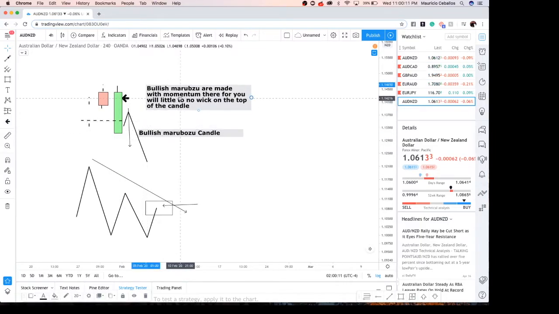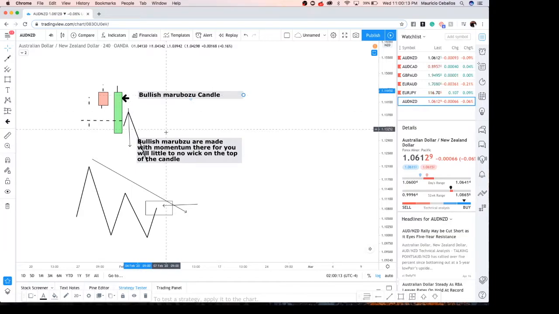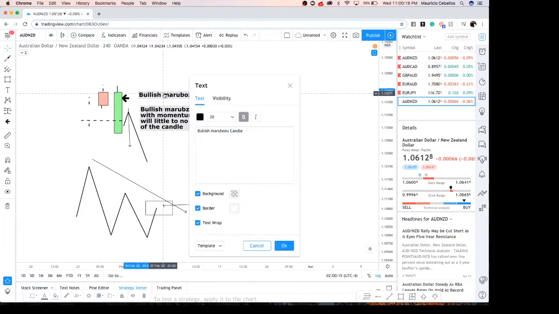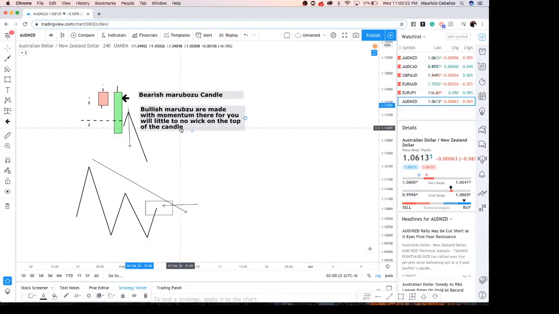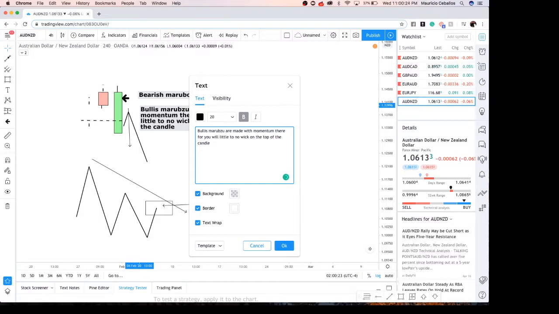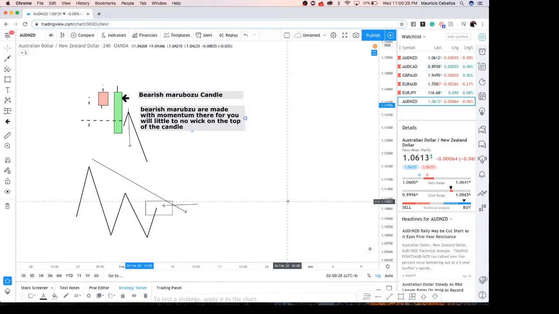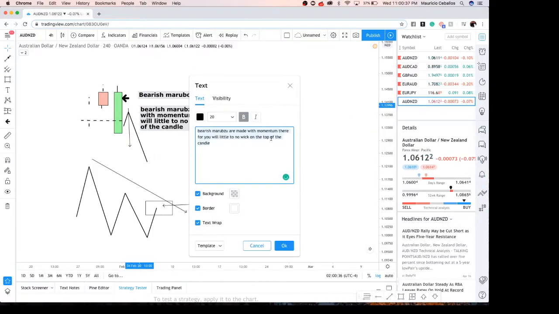The next thing is going to be exactly the opposite, because understand that everything has an opposite. In this case, we'll be seeing a bearish Mariposa candle. Same scenario: bearish Mariposa candles are made with momentum. Therefore, you will see little to no wick on the bottom of the candle.